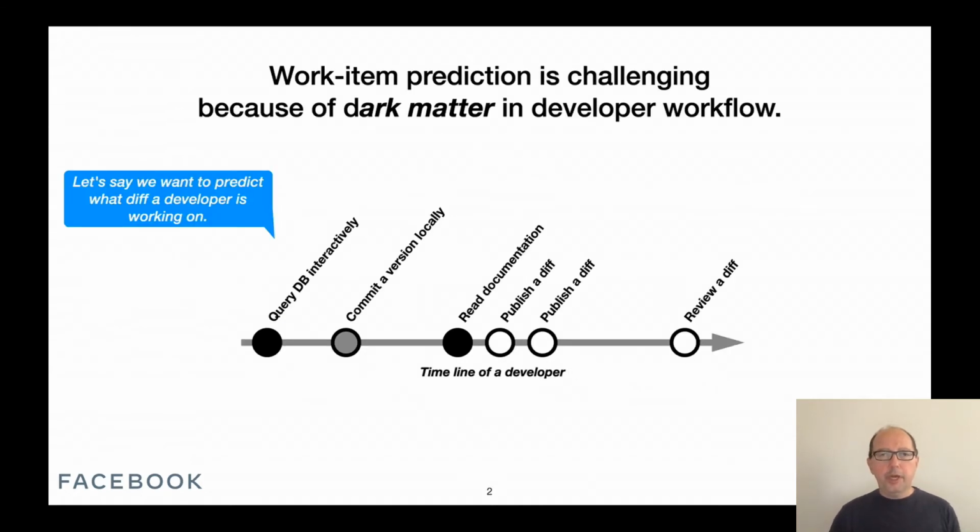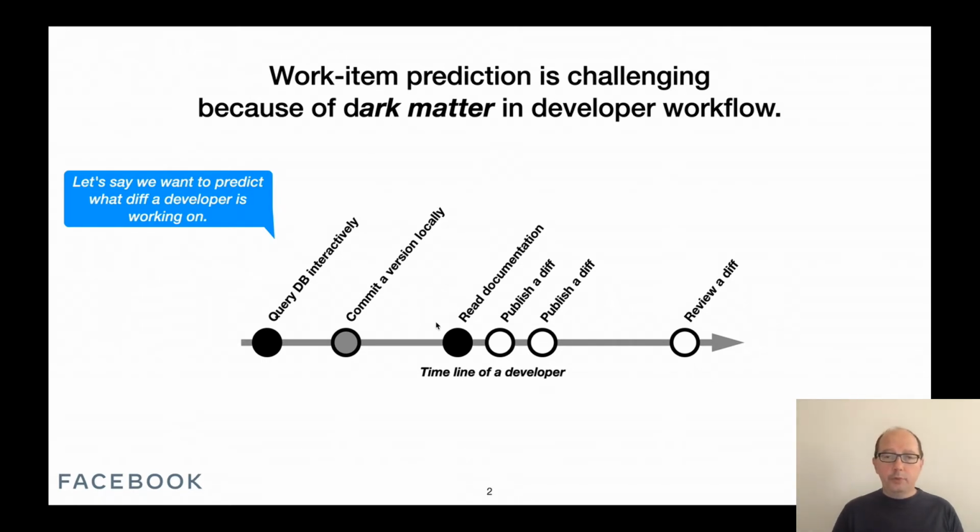Okay, so what is the work item prediction challenge, and why is work item prediction challenging? Work item prediction is about predicting what a developer, or more generally an engineer, is working on. So for example, we might want to know what diff, that is what system change, an engineer is working on. And it's challenging because we may not easily understand each action on the timeline of a developer.